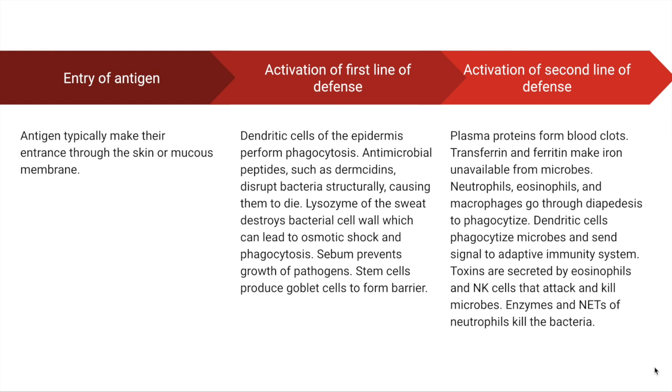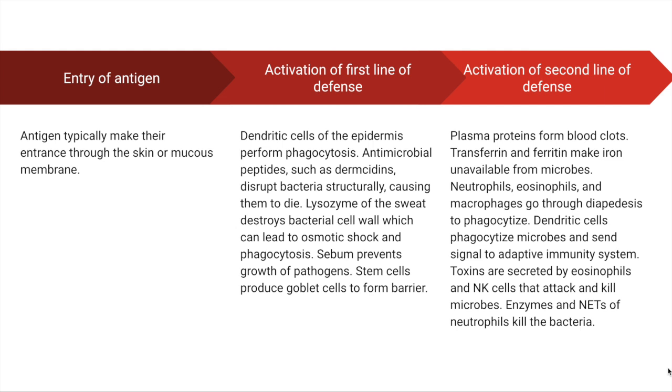The sebaceous glands of the skin also secrete sebum. The sebum actually lowers the pH on the surface of the skin, which prevents the growth of pathogens on the surface of the skin. And then the stem cells produce goblet cells to form a barrier with the mucus that's secreted by the goblet cells.